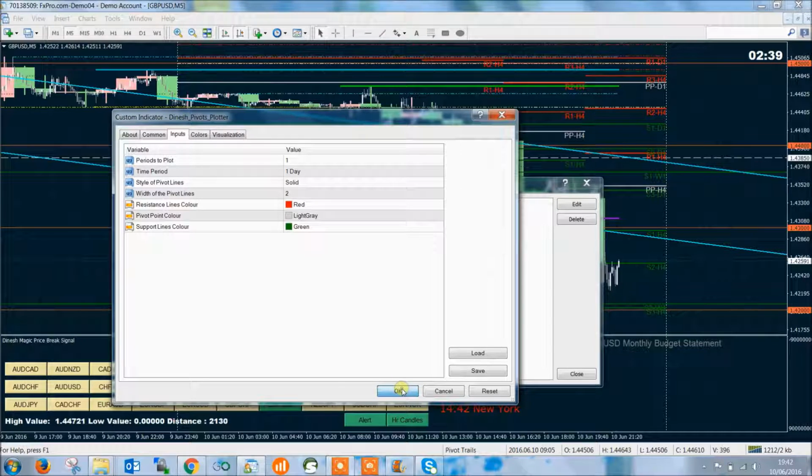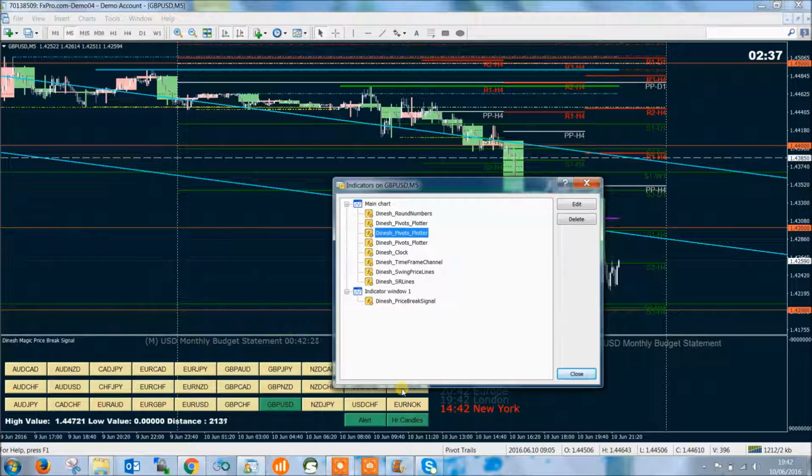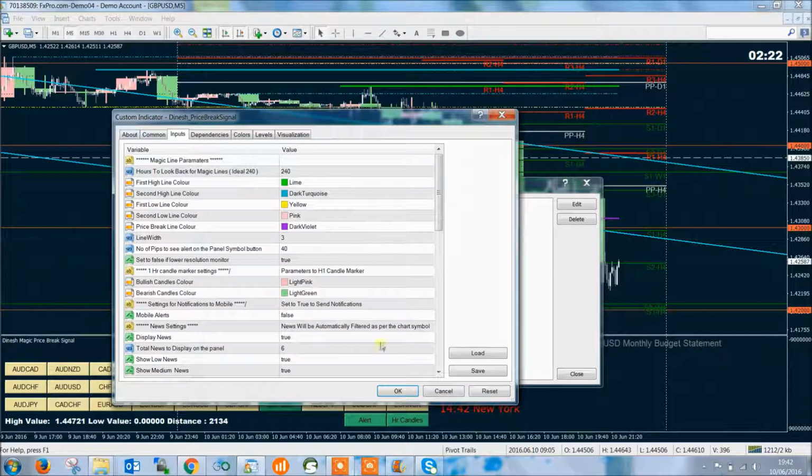How we calculate pivot points and what the use of pivot points is, is nicely explained in the list of indicators on the YouTube channel. Please go through that. That will help you a lot. So the next most important is the key bit, the price break signal itself. Let's go through the list of parameters.